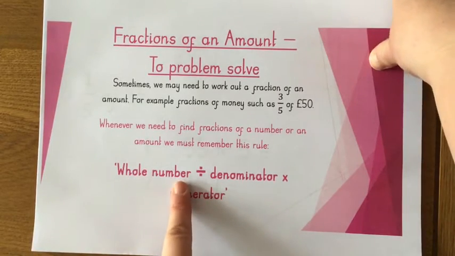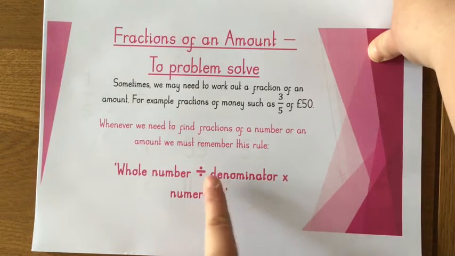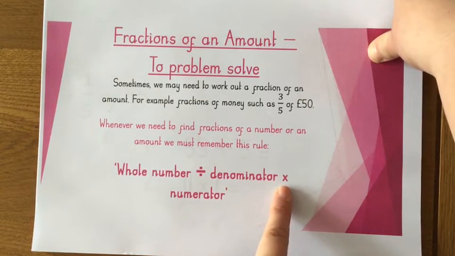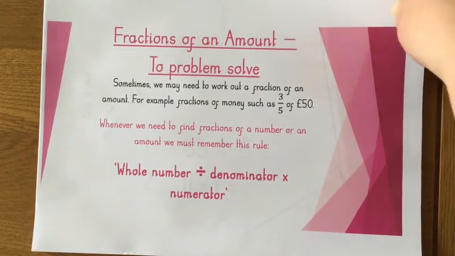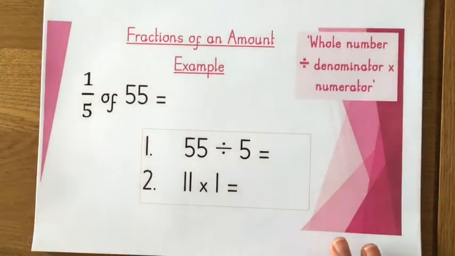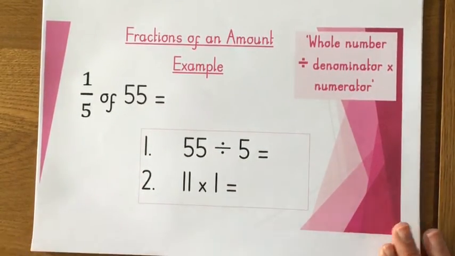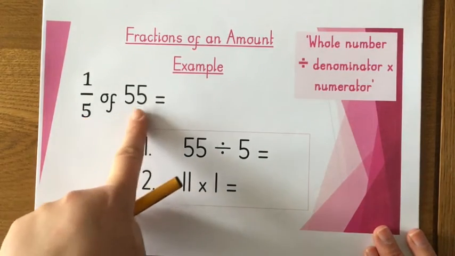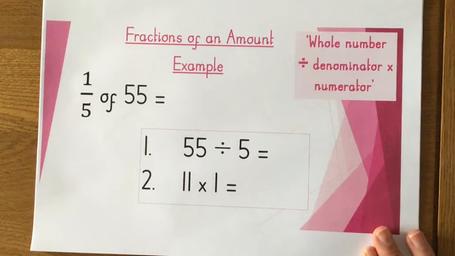The whole number divided by the denominator multiplied by the numerator, and I'll keep referring back to that rule throughout this video. Okay, let's look at this example then. If I've got 1/5 of 55, it could be £55 for example.